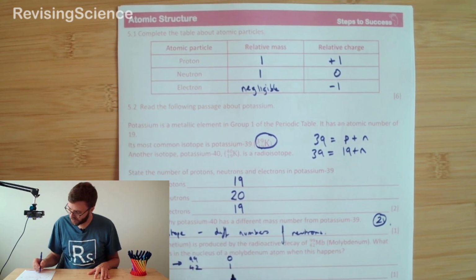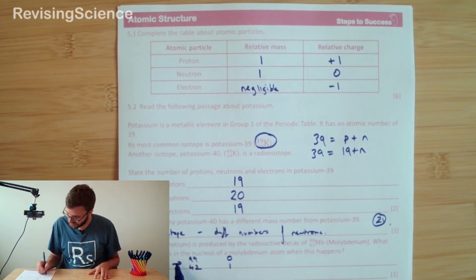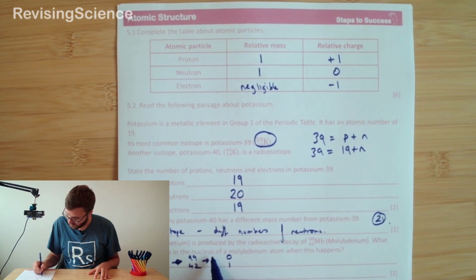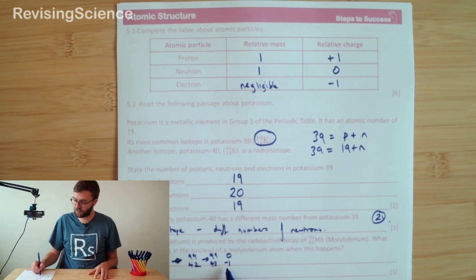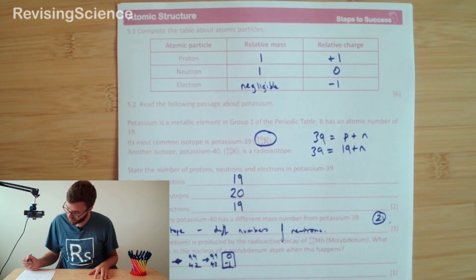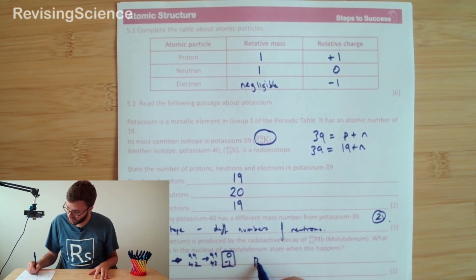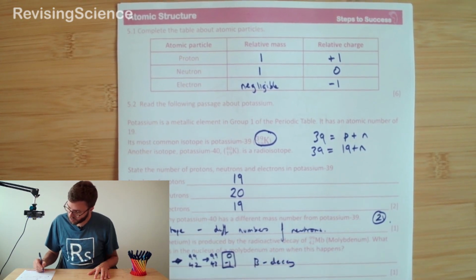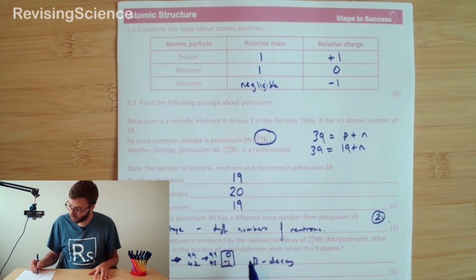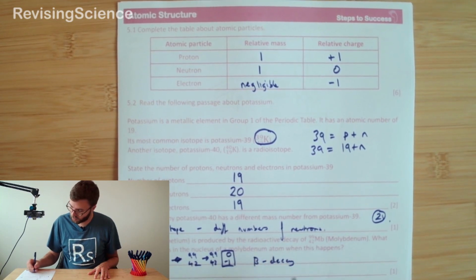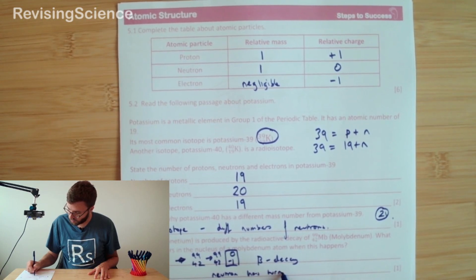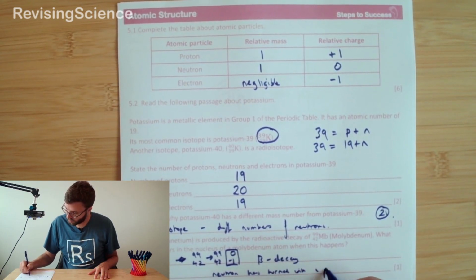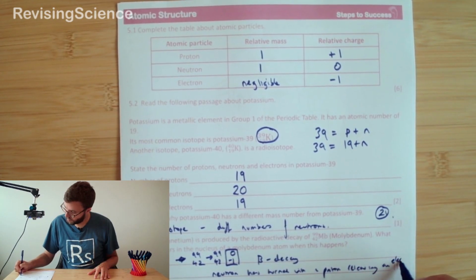Oh, I've gone the wrong way around because I've read the question incorrectly, so actually it should be like this. And that's where you can see picking up your answers. So that's a negative charge because it's an electron that's being released, and so we know therefore that it is beta decay. It asks us specifically what changes occur in the nucleus of a molybdenum atom when this occurs. Well, therefore we know that a neutron has turned into a proton, releasing an electron.